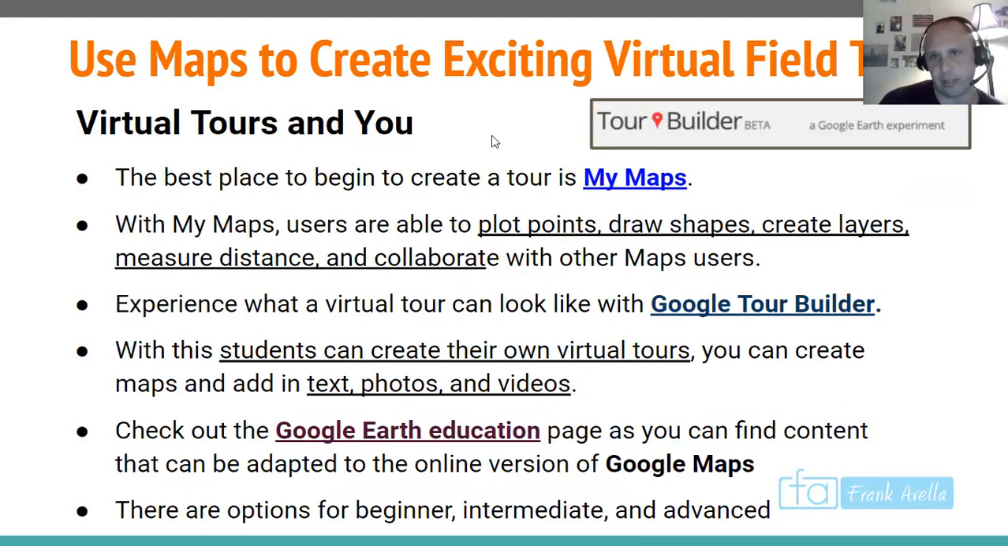Virtual tours and you. Okay, this goes back to Tour Builder. All right, the best place to begin to create a tour is My Maps. Okay, and remember, it's My Maps. I hope I make sure I distinguish between the two on the previous one. With My Maps, users are able to plot points, draw shapes, create layers, measure distance, and collaborate with other map users. So again, My Maps is the best place to begin to create a tour. And you can plot points, draw different shapes, create layers. So there's a lot you can do there, right?